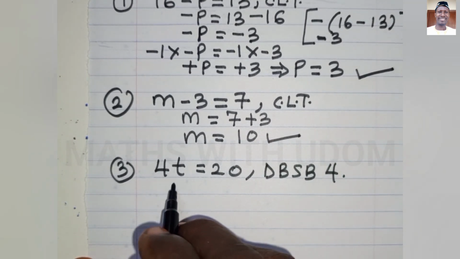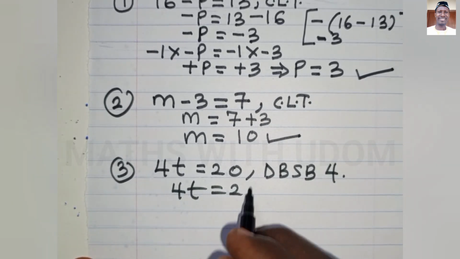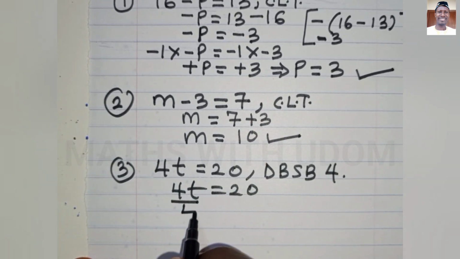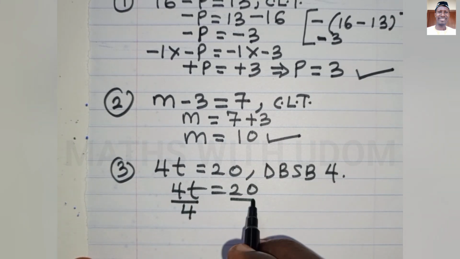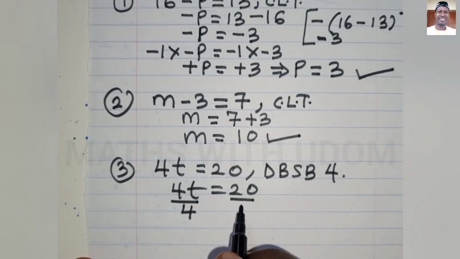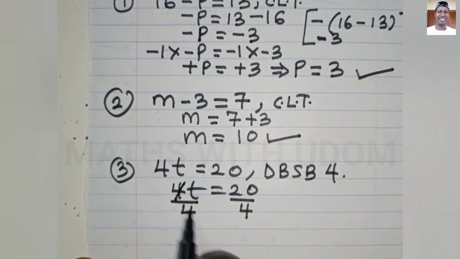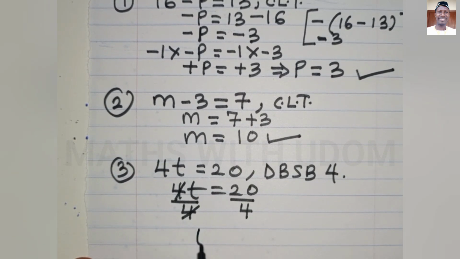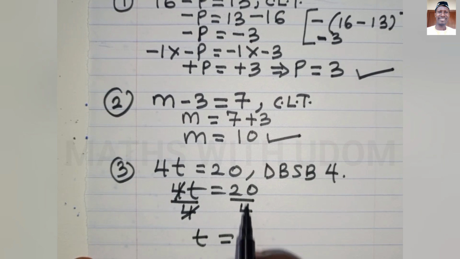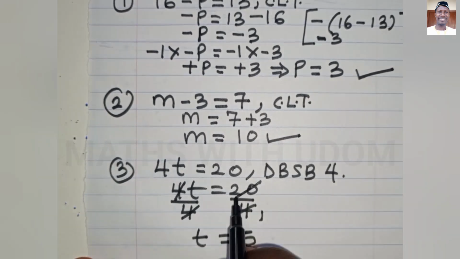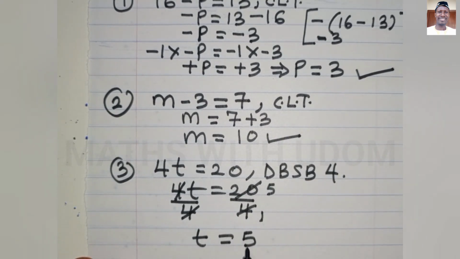So I will have 4t is equal to 20. So left hand side will be divided by 4, the coefficient of t. Right hand side will be divided by 4, the coefficient of t. So 4 divided by 4, I'm left with t is equal to 20 divided by 4 is equal to 5. That is, 4 is a common factor. 4 can go in 4, 4 can go in 20. 4 divided by 4 is 1. 20 divided by 4 is 5. That's how I got this 5. So this is my correct answer.